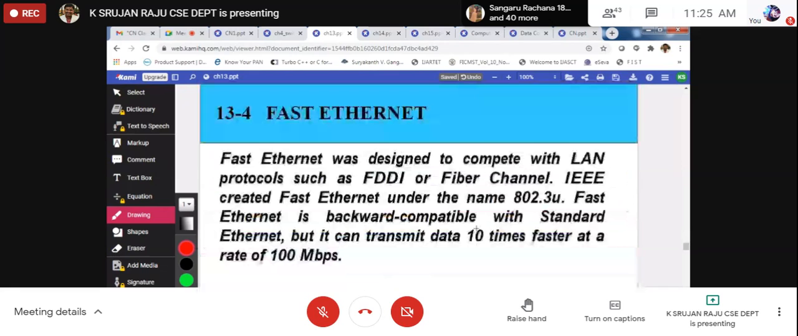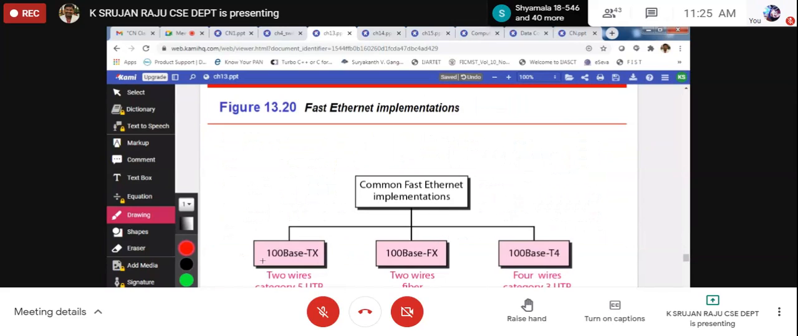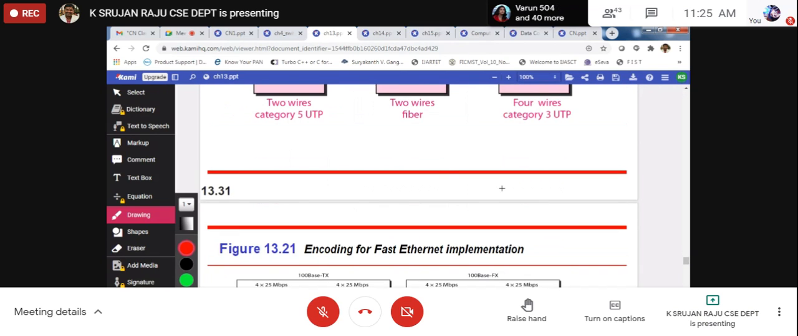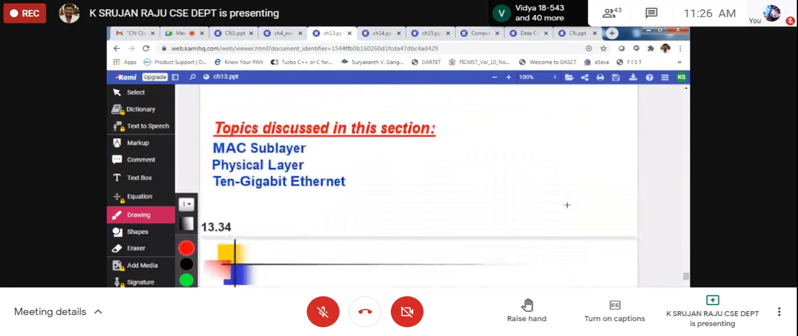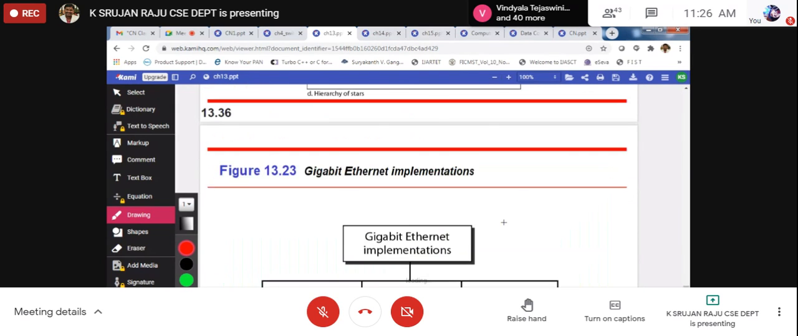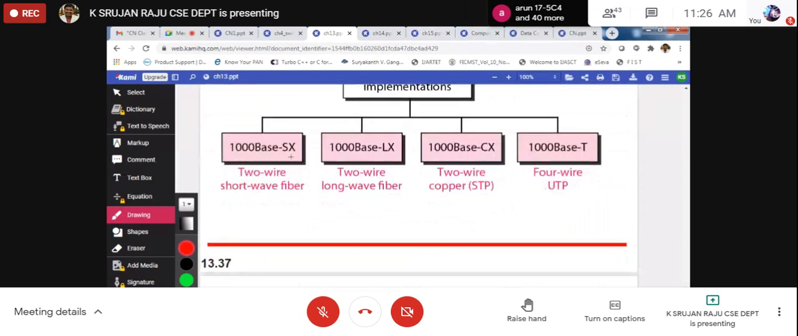Fast Ethernet: when we talk about fast Ethernet, we again have the MAC sublayer. Here we have 100BaseTX, 100BaseFX, and 100BaseT4, using 2 wires or 4 wires, with different encoding techniques. Then we have gigabit Ethernet, and in the same way 10 gigabit Ethernet. In gigabit Ethernet we again have various topologies and ways to connect it, and then 1000BaseSX, 1000BaseLX, 1000BaseCX, and 1000BaseT.